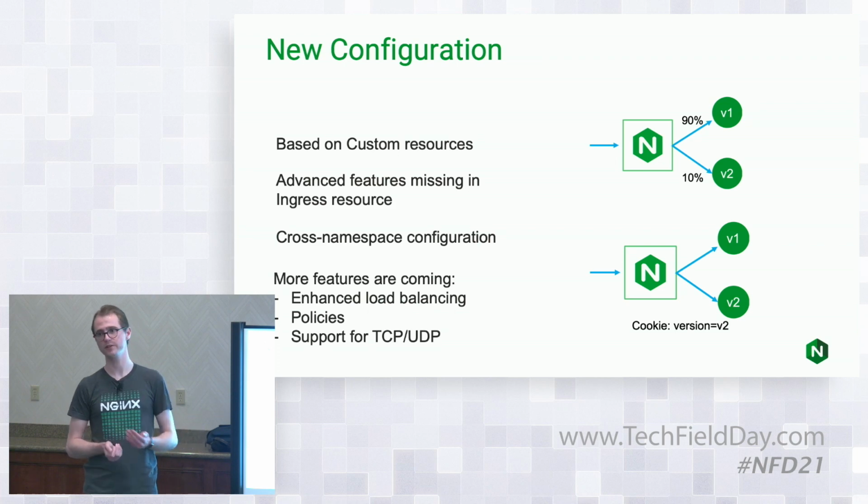At the same time, we released the new configuration this year in our latest stable release, and it's new. So we still have a lot of features coming to it. We're currently enhancing our support for load balancing, so you can configure things like timeouts, health checks, and circuit breakers. We will be adding support for policies, so you can do authentication, rate limiting, and rewriting the request or the response, and support for TCP and UDP load balancing. We will be adding additional resources to support TCP or UDP load balancing.